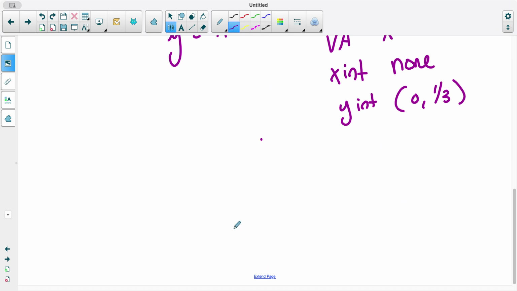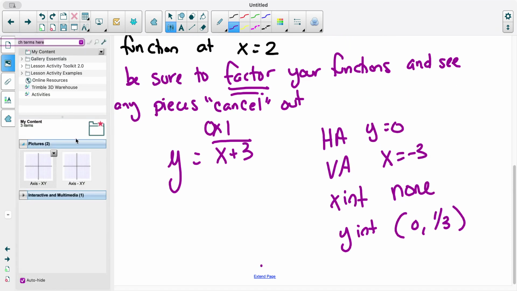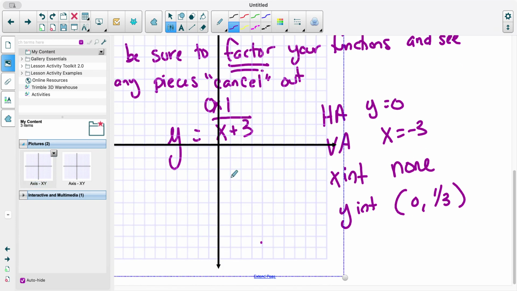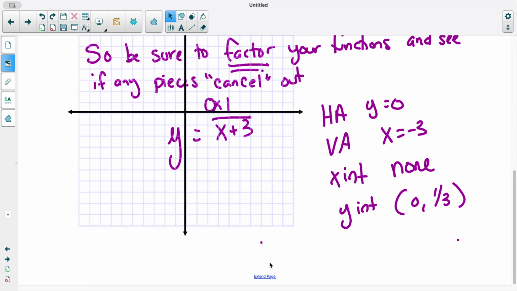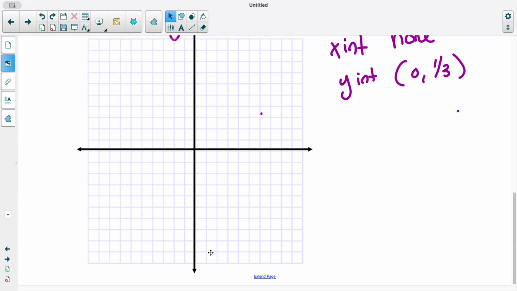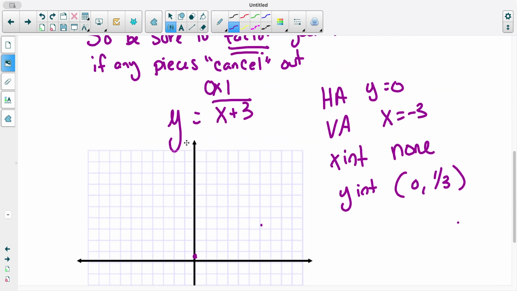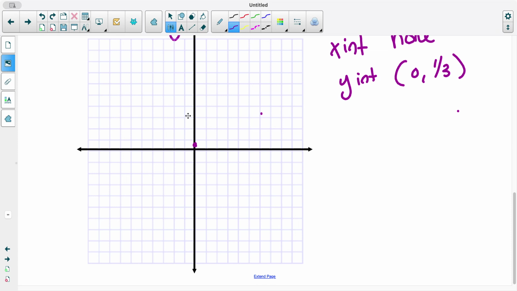All right. Now, why did you move? Weird thing. There we go. All right. So no x-intercepts, y-intercept of 0, +1/3. That's about right there. Vertical asymptote at -3. Oop, messy. Or rather, horizontal asymptote at 0.